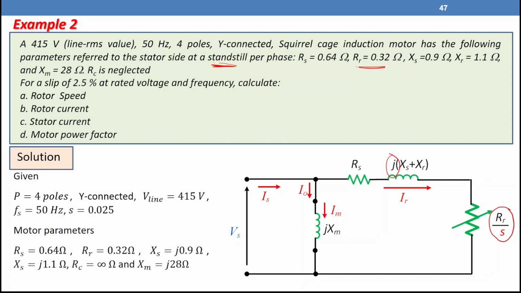Given that the machine is 4 poles, star, line value 415, if we want the phase value, it will be 415 over root 3 angle 0. We're going to assume that as angle 0. And the parameters: R core is infinity, XM is J28, and we have here J0.9 plus J1.1, and R stator 0.64, and now R rotor over S is 0.32 over S.